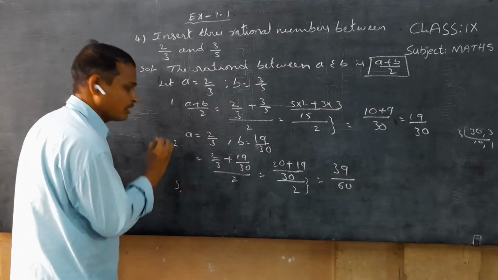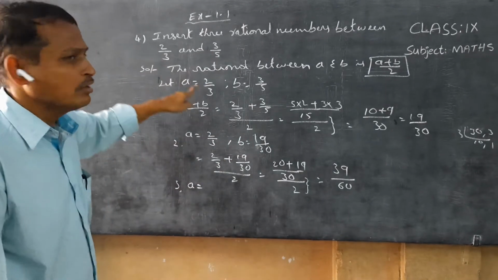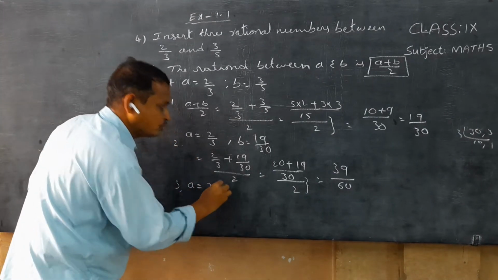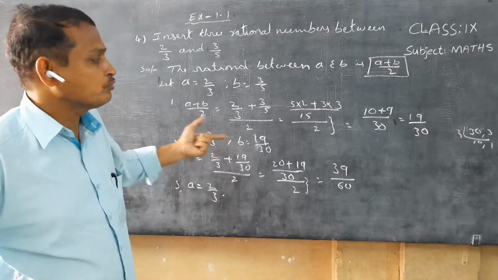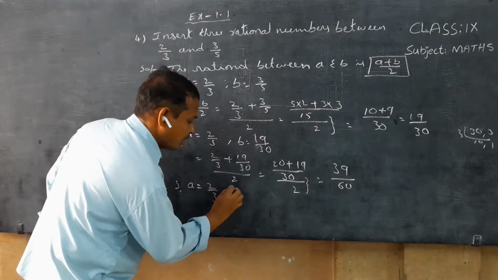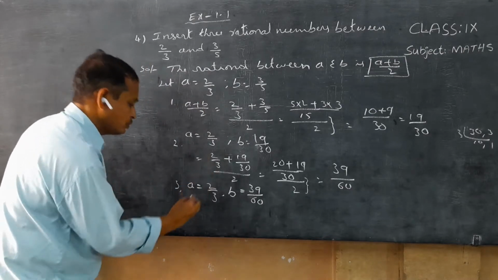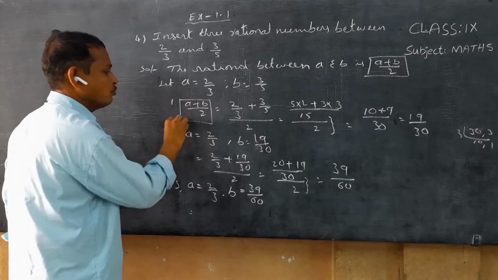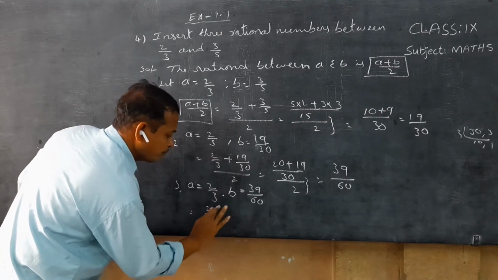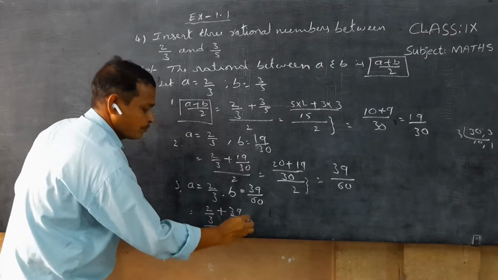Next, the third one. Every time we should write the a value as 2 by 3. Don't change the a value. Okay, children? We should change the b value. Why? Because we should use the second inserted value as b. Let b equal 39 by 60. Again we use the formula, (a plus b) by 2. What is the a value? 2 by 3. And what is the b value? 39 by 60, all by 2.